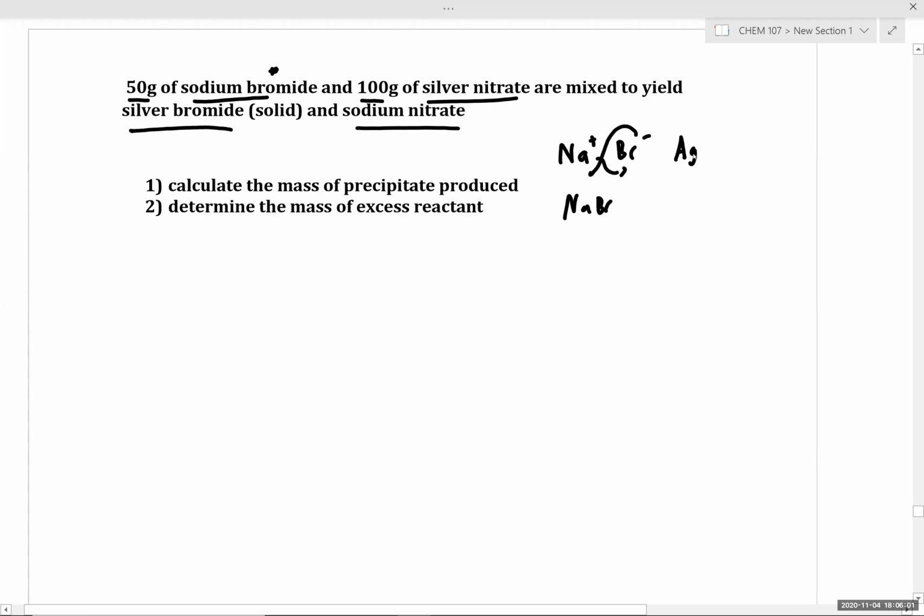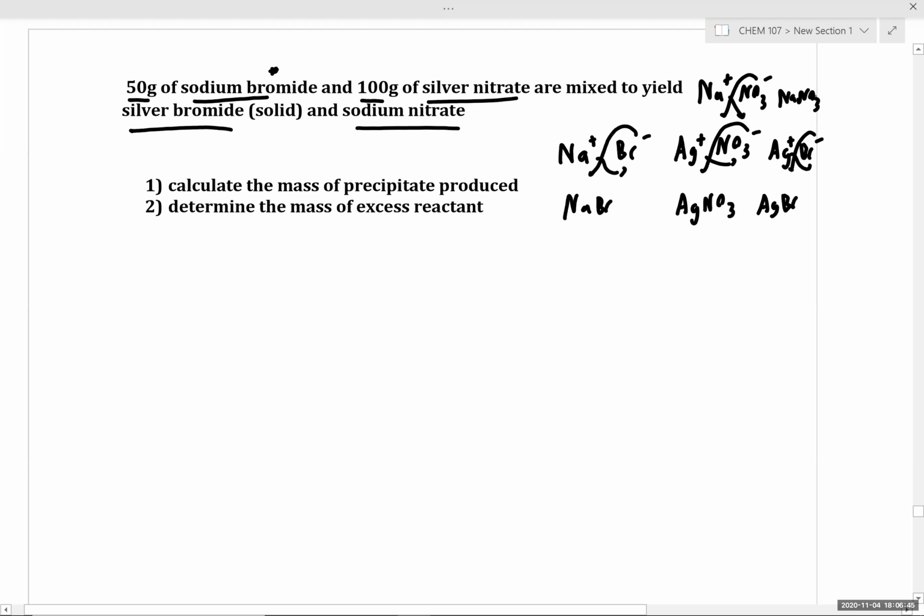For silver nitrate, we have silver plus and nitrate, which is NO3 minus. We cross our charges, and that gives us AgNO3. Likewise, silver bromide follows the same logic. We cross our charges, that gives us AgBr. And for sodium nitrate, just to showcase the complete logic, we have sodium plus, we have nitrate, which is NO3 minus, we cross our charges, and that gives us NaNO3.